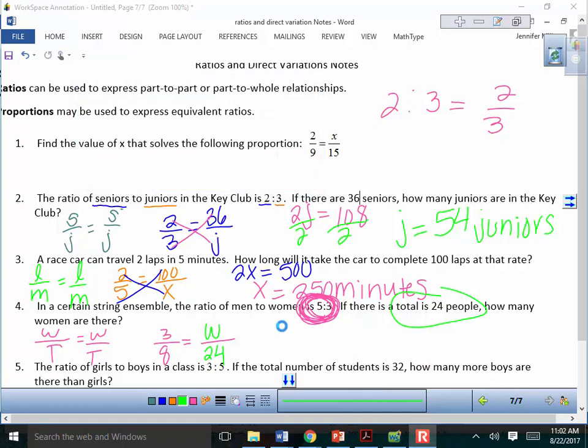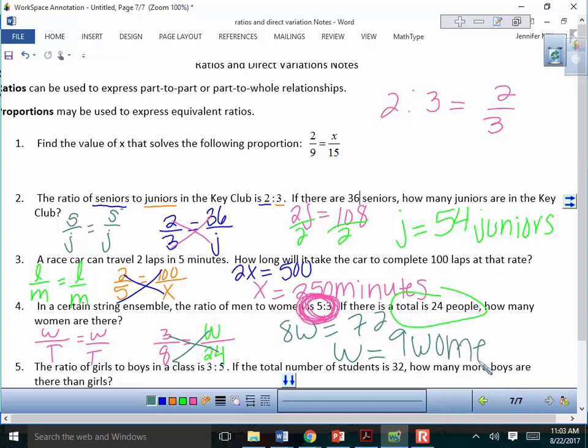Okay, so now we're going to do what? Cross multiply, right? And that gives us 8W is equal to what? Divide by 8 and we get W is equal to 9, or 9 women. Do you have a question, Trey? Any questions here?